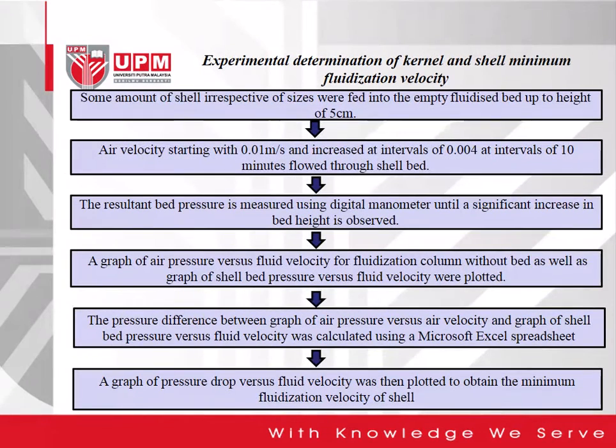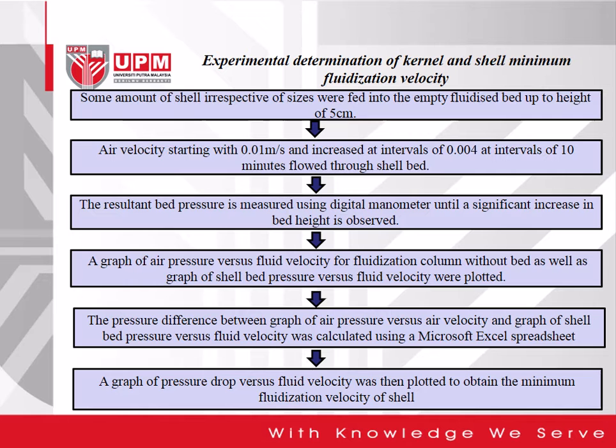Moving on, we also do the experimental determination of kernel and shell minimum fluidization velocity. This time, we already have the graph of air pressure versus fluid velocity for the empty fluidized column from before. Now we put in shell, irrespective of size, up to 5 cm. Then the air velocity starts at 0.01 meter per second and increases at intervals of 0.04 every 10 minutes through the shell bed. The resultant bed pressure is measured using the digital manometer until a significant increase in bed height is observed.